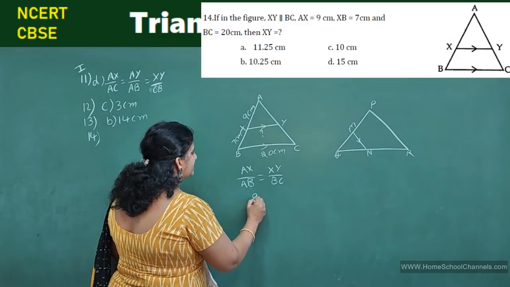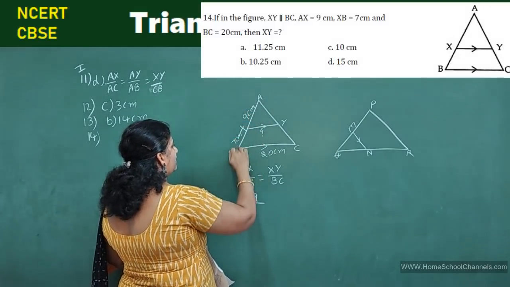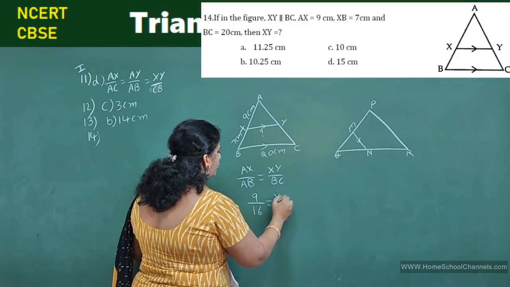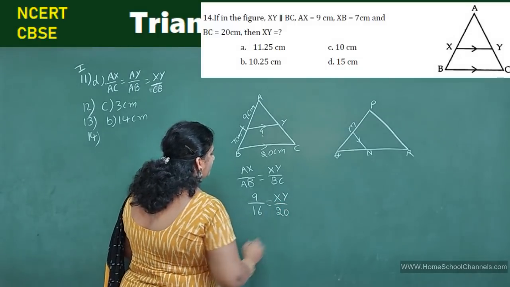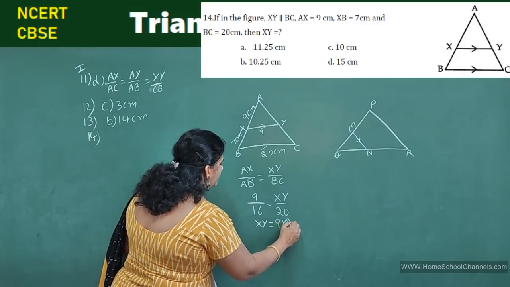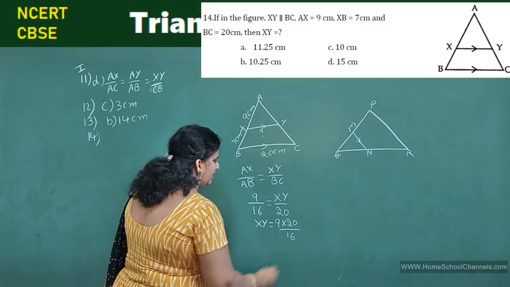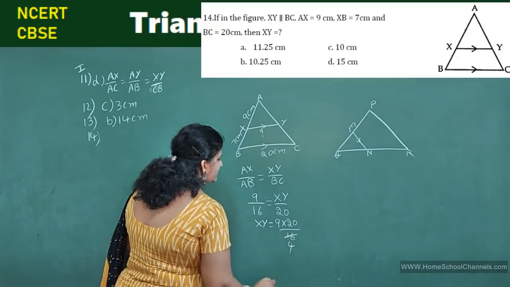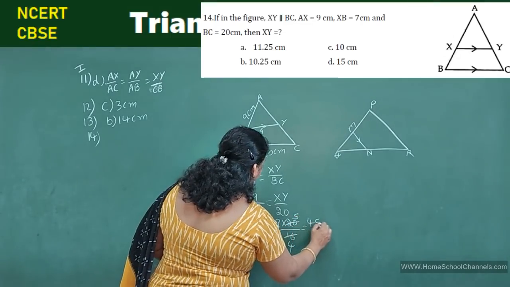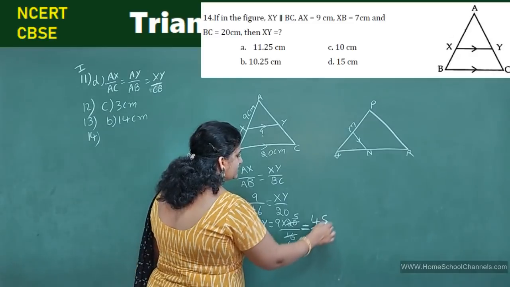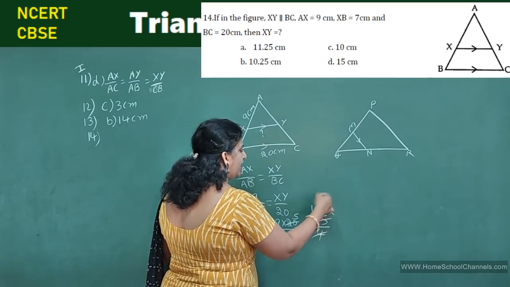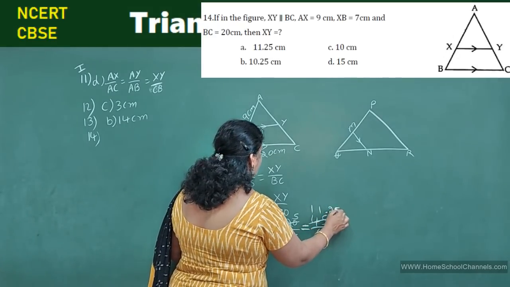AX value is 9 centimeters, and AB, add these two, 9 plus 7, it will be 16. XY we don't know, BC is 20. Cross multiply. XY is equal to 9 into 20 by 16. Then 4 fours are 16, 4 fives are 20. 9 fives are 45. 45 by 4. Cancel this one. 4 ones are 4, 10 left, point, 4 twos are 8. Again 2 left, 20. That is 4 fives are 20.